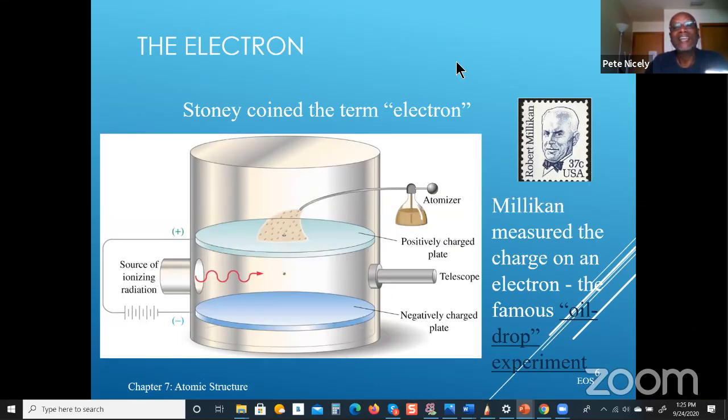So therefore, of course, scientists were not satisfied with just knowing what the mass to charge ratio is. They want to know what the actual mass and what the actual charge of the electron is. And that was discovered by this guy, I think he was from Holland, Millikan, right? His famous oil drop experiment.